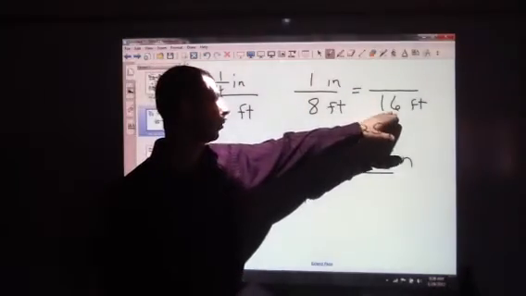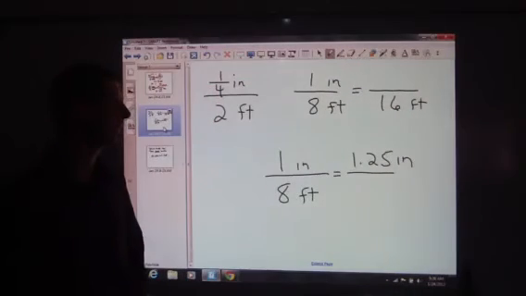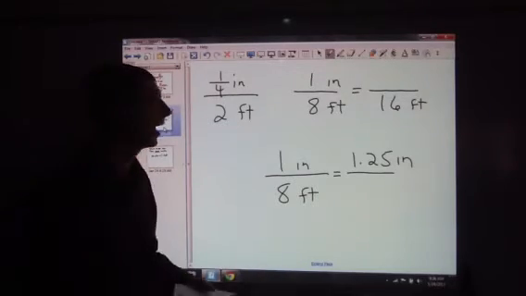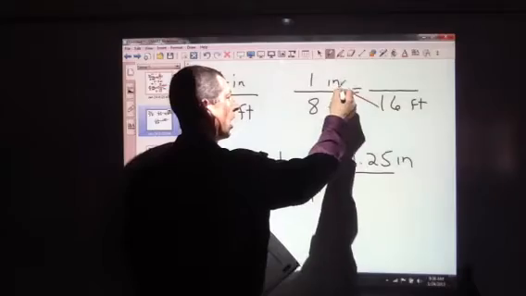Now in this particular problem, they want to know, if it's 16 feet, how many inches would that show on the model, on a scale drawing or something like that. So once again, we do the cross product.